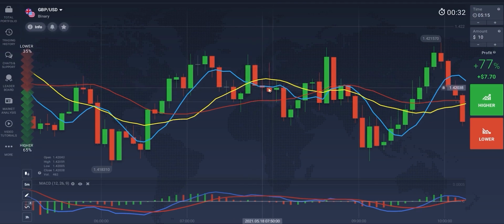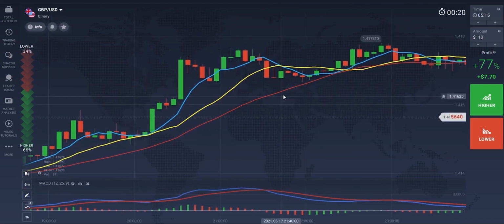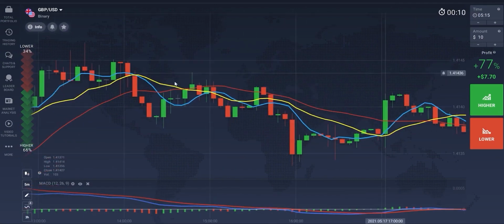And my trade would have closed with a profit. And similarly here, if you look, the red line is below the other 2 lines, and the blue line has crossed the yellow line from top to bottom. You can see that 3 candles have turned red.